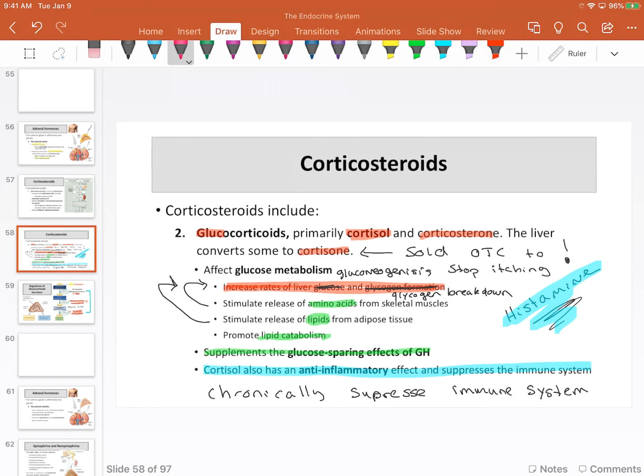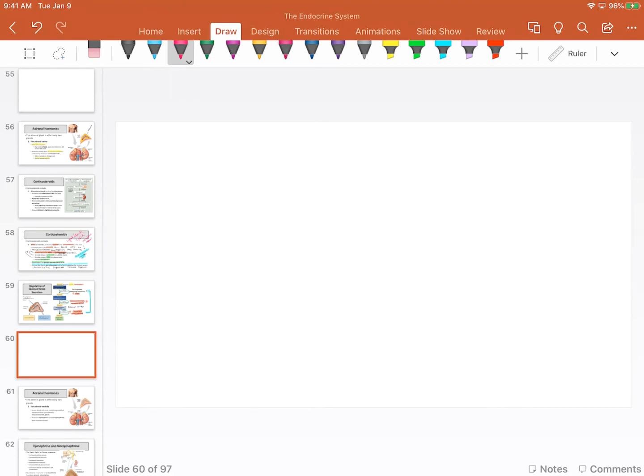It's important in controlling the light-dark cycle, or the wake-sleep cycle. It's going to work with that melatonin, which is released from the pineal gland. And those are going to control our wakefulness.